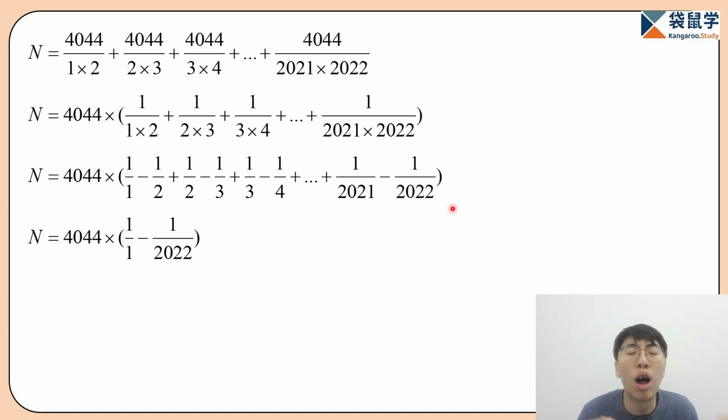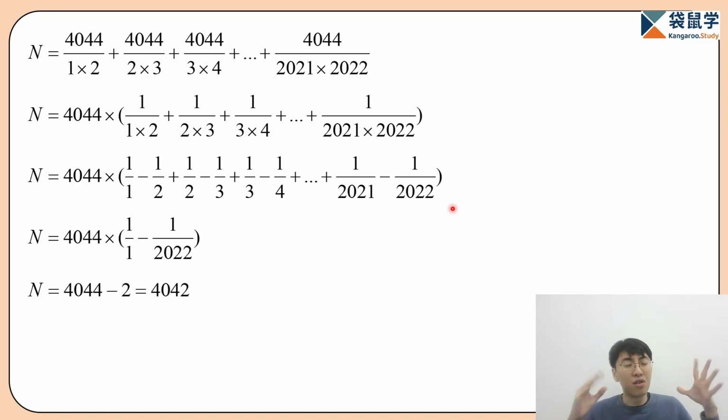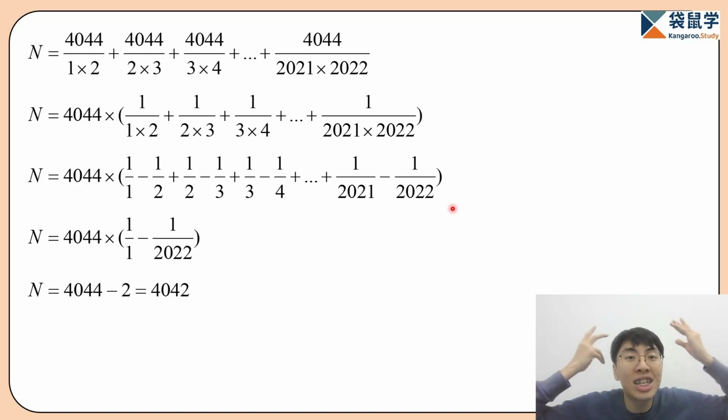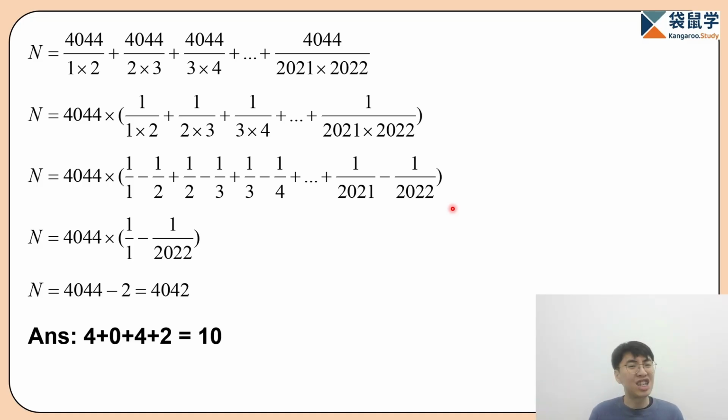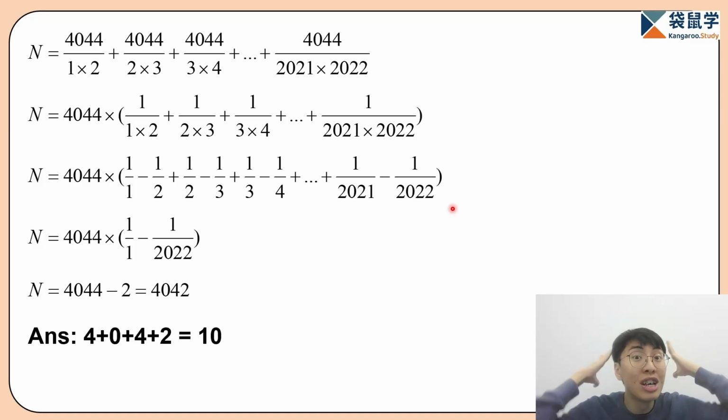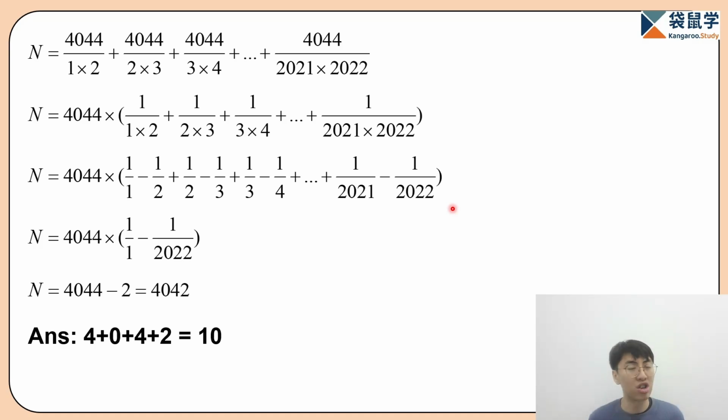4044 times 1 minus 1 over 2022. Well, if we calculate it out, we should get 4044 minus 2, which gives us 4042. But don't forget, everybody, this is not the end. The question wants us to find the sum of the digits, in case you have forgotten. So what is the sum of the digits? 4 plus 0 plus 4 plus 2. That is just 10. And we have solved this difficult question.